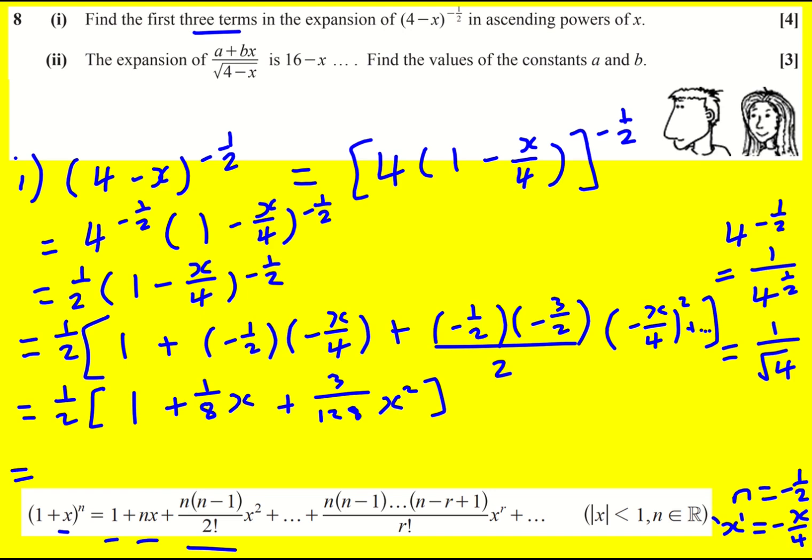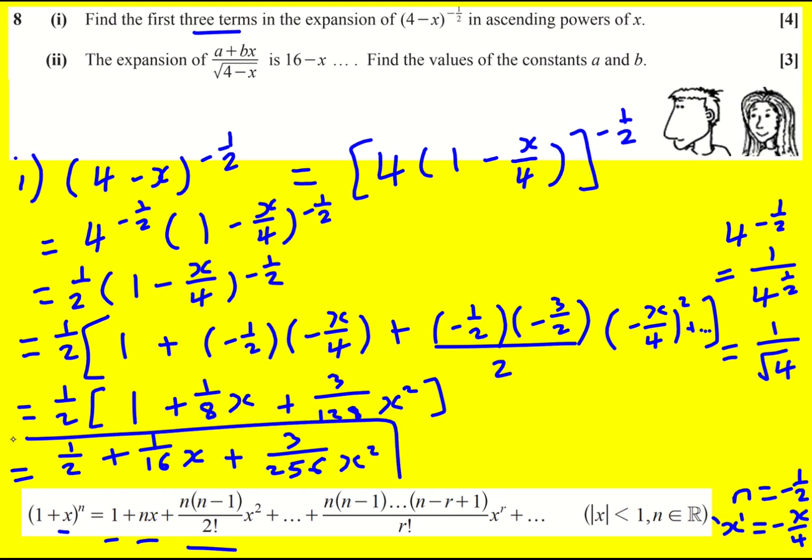Okay, and then finally, I've just got to multiply it out. So I've got a half plus 1 over 16x plus 3 over 256x squared. That is our expansion.